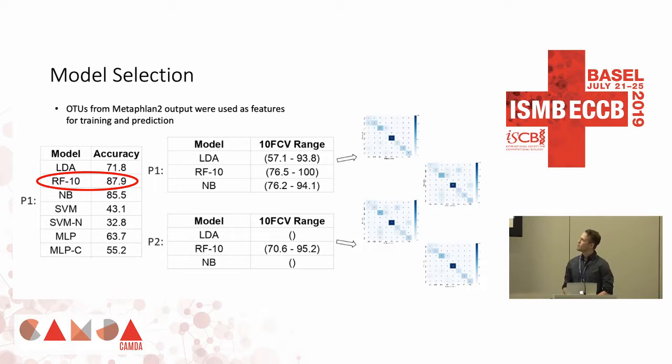For our model selection, we used all of the OTU output from MetaPhlAn 2. We were using these as our features to feed into our model. Given this abundance of data, it was very tempting to feed it all into a data-hungry model like a neural network. But given previous benchmarks and some of the results in previous CAMDA competitions, we decided that we would use a simpler random forest model.